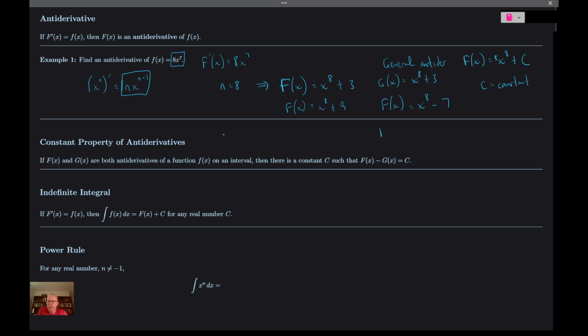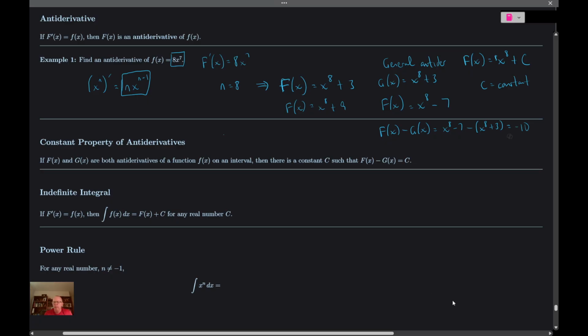If you subtract F of x minus G of x, you would end up with x to the 8th minus 7 minus x to the 8th plus 3, which would just be negative 10. So it'll always be a constant, because you could really have any constant here. You could attach any constant after the main part of the function.